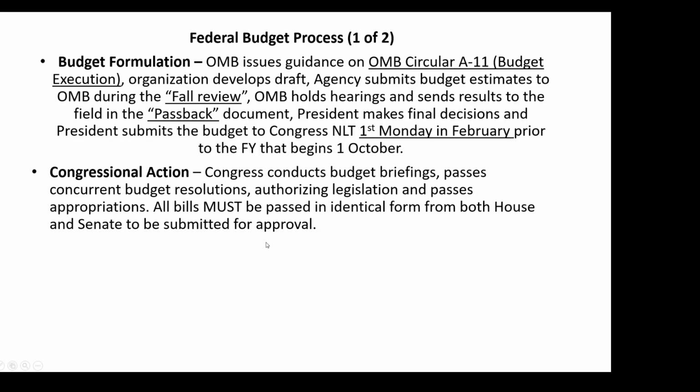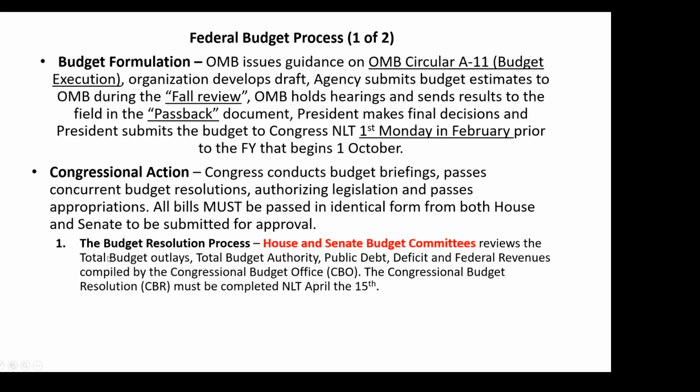So, congressional actions: there are 3 phases of congressional action once the budget is submitted. We're switching gears. You talked about regular bills, and now you're talking about the budget process. Congress conducts budget hearings, passes concurrent budget resolutions, authorizing legislation and appropriations. All bills must be passed again in identical form. The first phase of congressional action is the budget resolution process. This is handled by the House and Senate Budget Committees. That should be easy to remember.